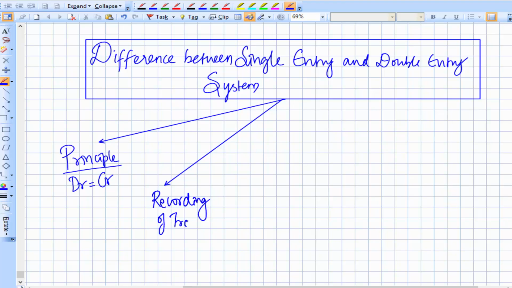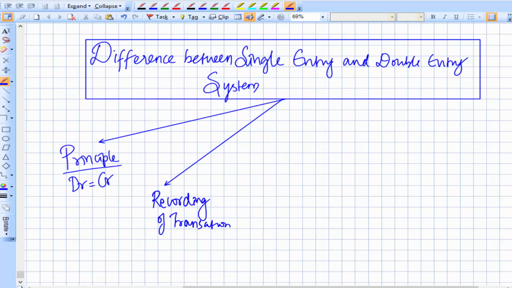In double entry system, debit and credit aspects of all transactions will be recorded. Whereas in single entry system, you don't pay that attention. I mean, you will not have debit and credit of all transactions. For some transactions, you will have only debit. For some transactions, you will have only credit. So in recording of transactions also, you get a difference.